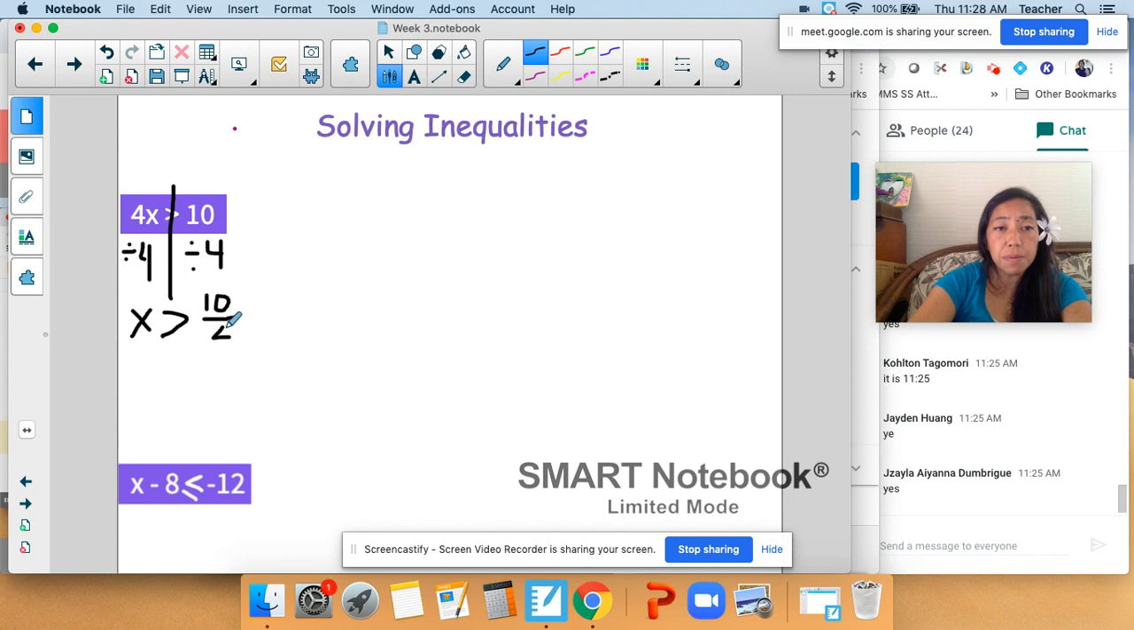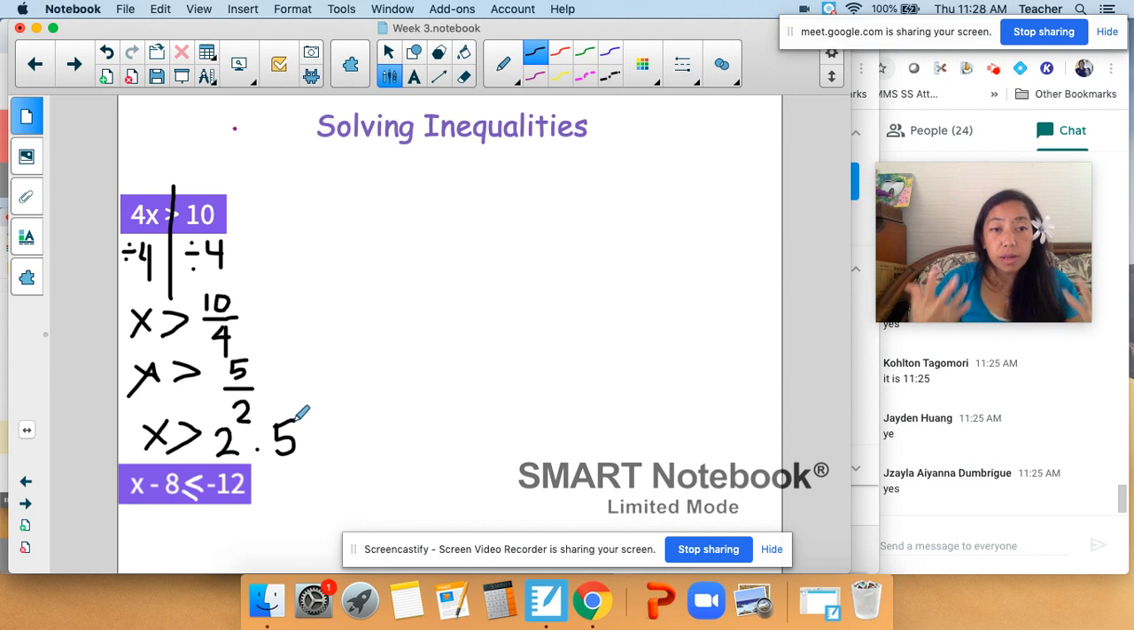Now I can simplify that by getting rid of common factors. I divide both the numerator and denominator by 2, and that's how I get x is greater than 5 halves. Okay, divide by 2. Or people can write this too, you don't have to write both, x is greater than 2.5. All right, so that is how we do our inverse operations, same thing with our inequalities.